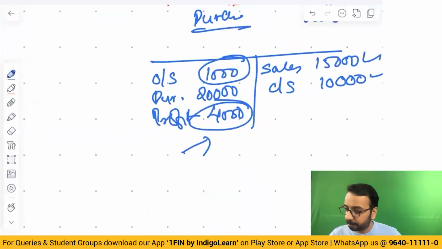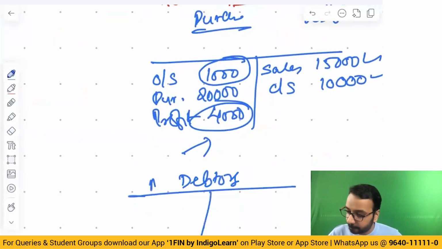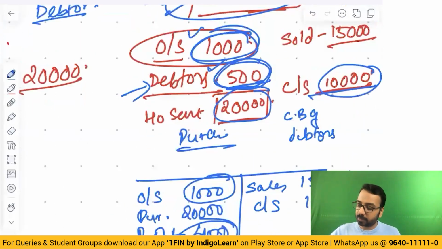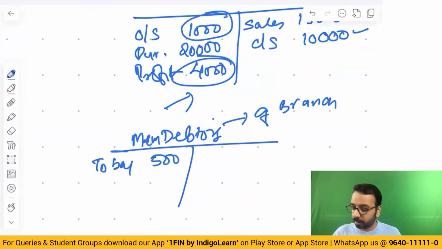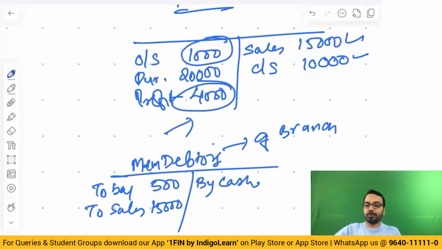I'm writing it separately. We have a debtors account. You can call it a memorandum debtors account. This is debtors of branch. You had opening balance, debtors of branch 500, to sales, assume for a moment everything was on a credit basis, 15,000. By cash. This is being prepared by the branch. This is a rough work of the branch, not of the head office. I'm just telling you the logic.